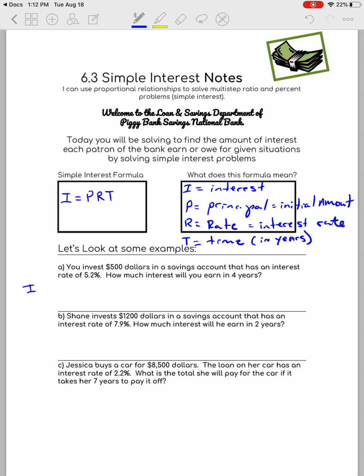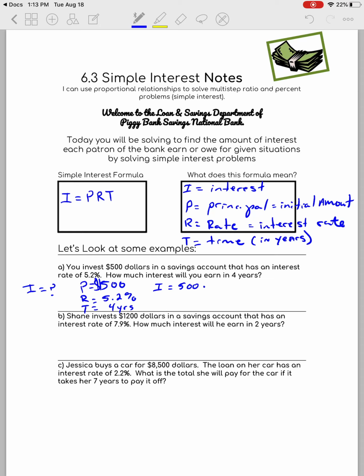What's your interest? We don't know, right? So I equals the unknown. What's your principal? Your principal is the amount of money that went into this. P equals $500. What is the rate? What is the interest rate? 5.2%. And for how long, or the amount of time, are we doing this for? 4 years.